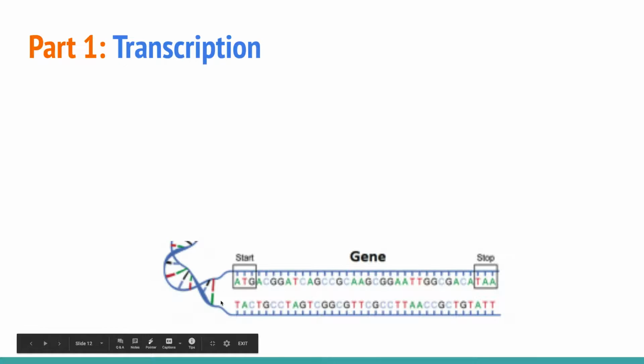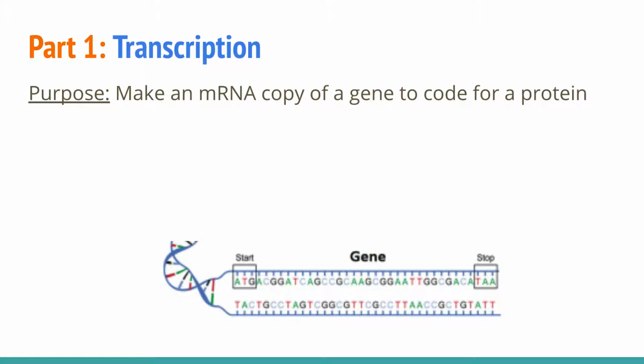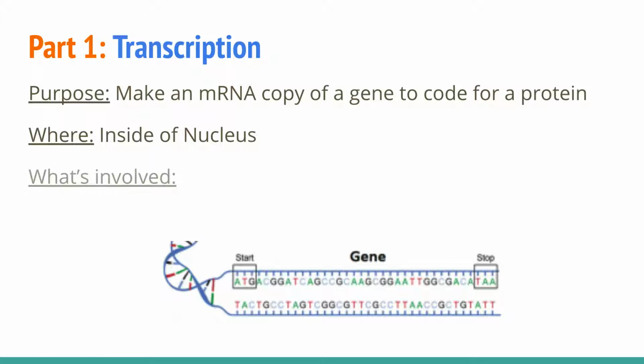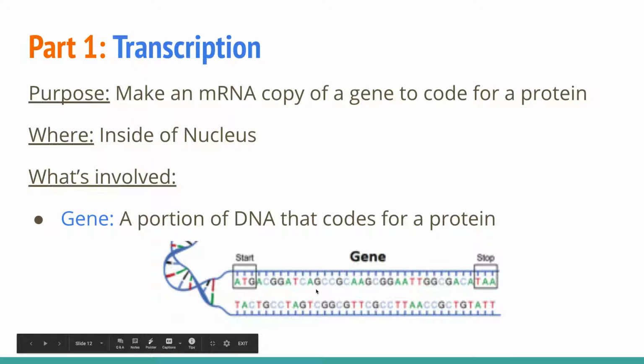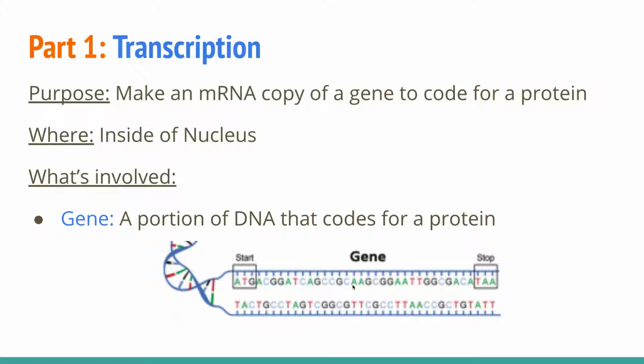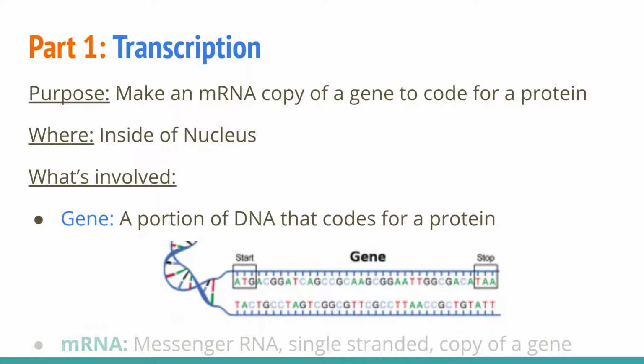So transcription is part one. So making messenger RNA copy of a gene code for a protein. It's inside of the nucleus. Remember, DNA cannot leave the nucleus. What's involved is a gene, so a portion of the DNA that codes for the protein. So it just takes one section of the DNA code at a time, and it deciphers it. And then that's what codes for the different things. And then messenger RNA is a single-stranded copy of a gene.